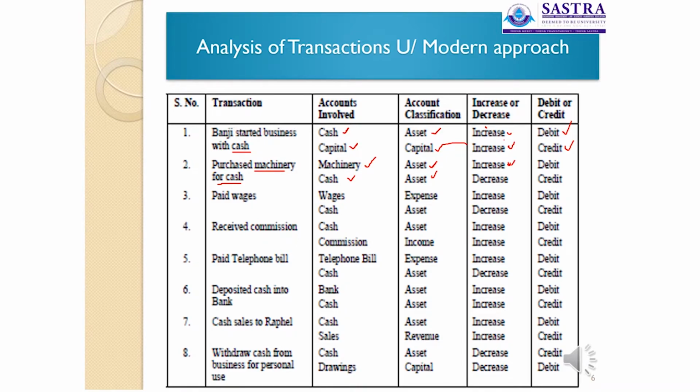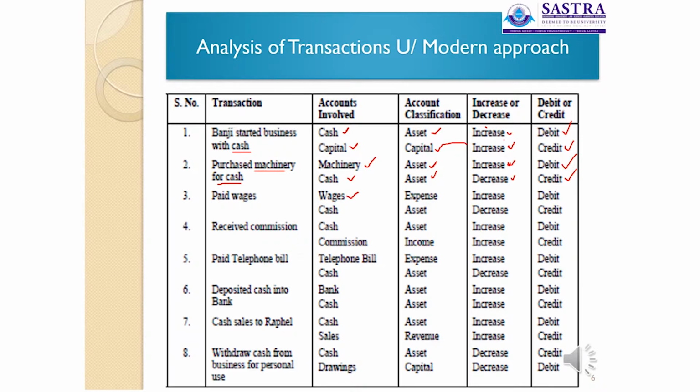Now you have to apply the rule for the accounting equation. If asset increase, automatically that should be debited. If asset decrease, that should be credited. Then paid wages. There are two accounts involved here. One is wages account and another one is cash account.